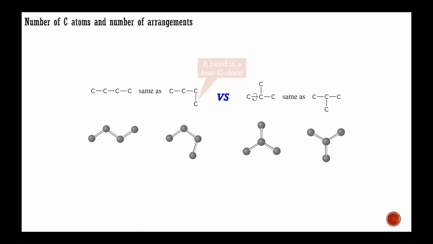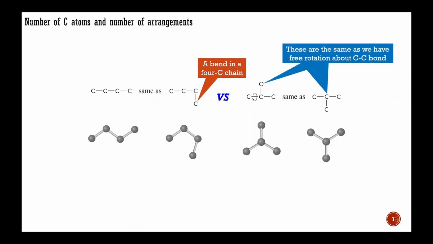Notice that if the branch is added to either end of the 3-carbon chain, it simply forms a bend in a 4-carbon chain and does not create a different arrangement. Similarly, if the branch points downward instead of upward, it still represents the same arrangement since single bonded groups can freely rotate around carbon-carbon bonds.